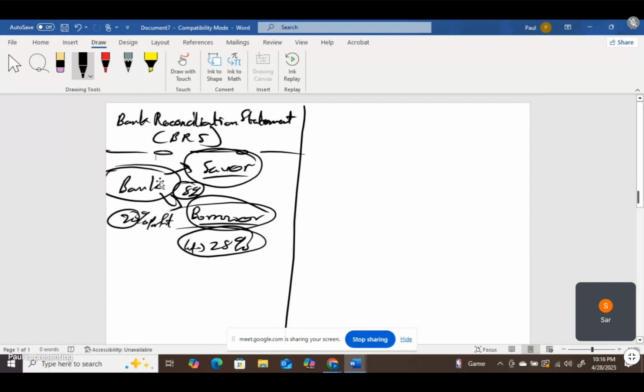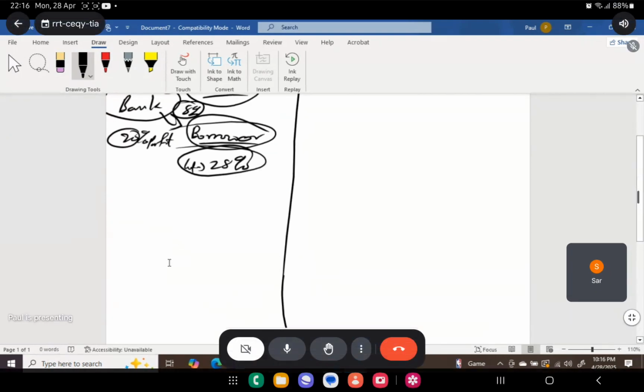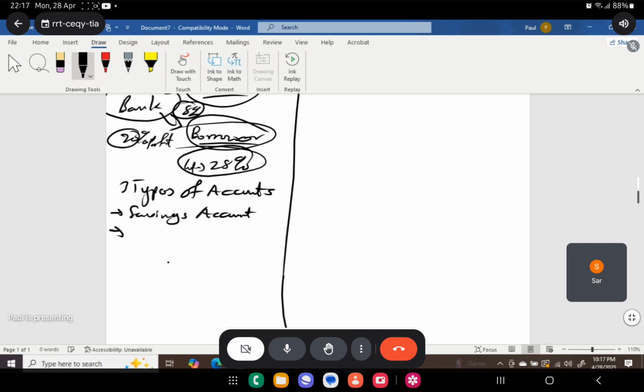When you get to business finance, you know this already, but I will not go deep. Now, banks operate three types of accounts. The first one is called a savings account. The second one is called a fixed deposit account. And the last one is a current account.